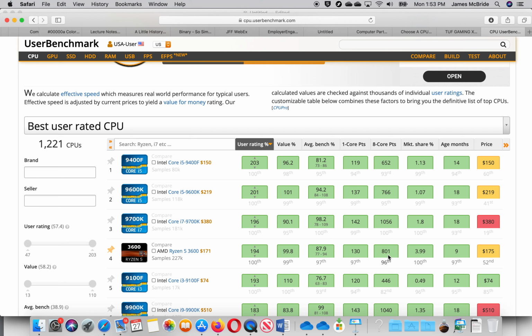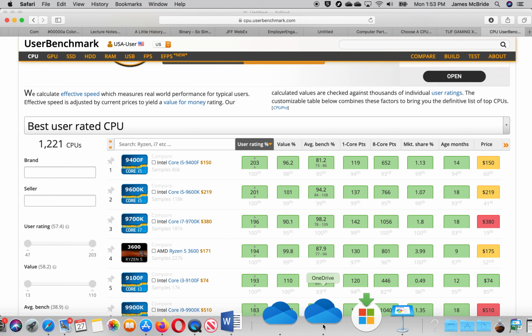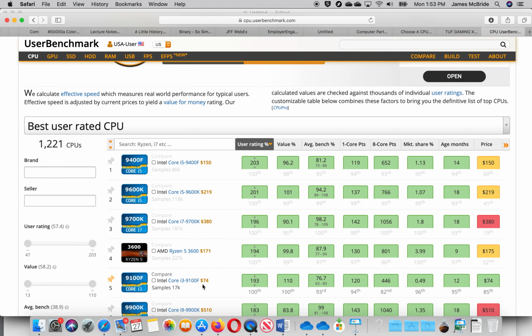So there's your 8 core points. So it's a little higher. It's actually a little higher on the 1 core. So your average benchmark is, what is that, 0.6, 0.7 away? That's probably worth the $25 in my opinion. But again, depending on what you look at, right? What are you looking at in order to, like, there's your i3 9100.